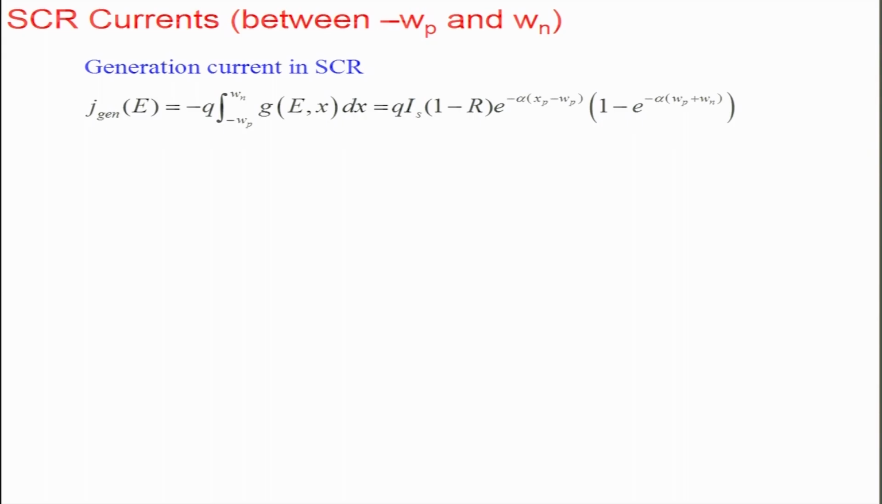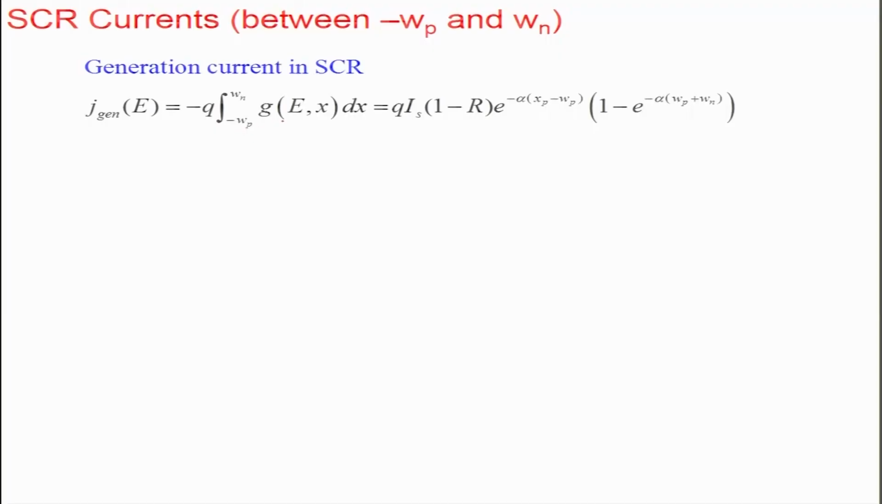So the generation current in the space charge region, J_gen(E), we define as equal to minus Q integral from minus Wp to plus Wn. First you look at the generation current, because in the space charge region you will have generation as well as recombination. So the generation current is basically the integration of G(E) dx over minus Wp to plus Wn, and this turns out to be like this. We know the expression for G(E), so you plug it in and you get this term: Q i_s (1 minus r) exponential of minus alpha (xp minus Wp) into (1 minus e to the power minus alpha (Wp plus Wn)).